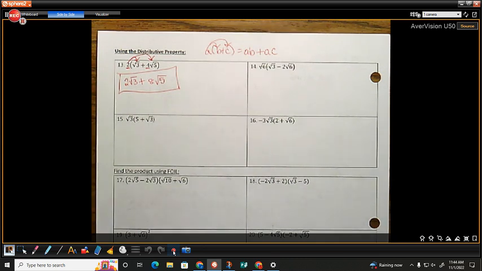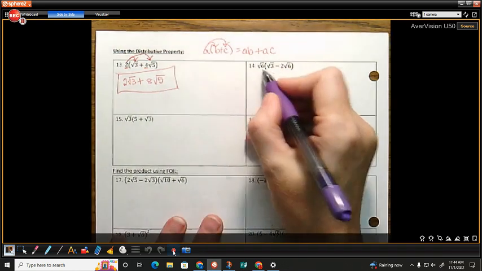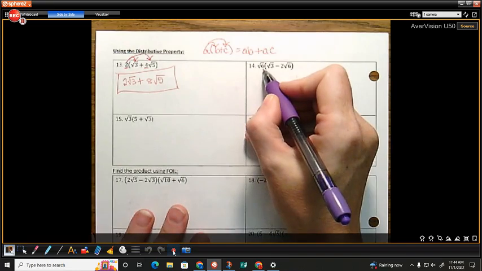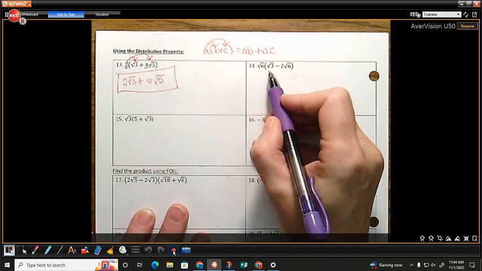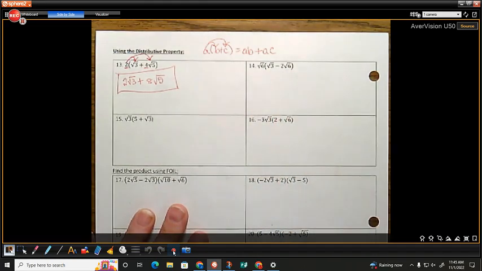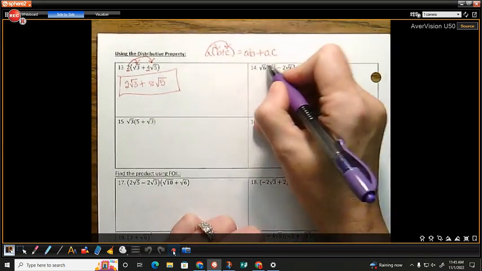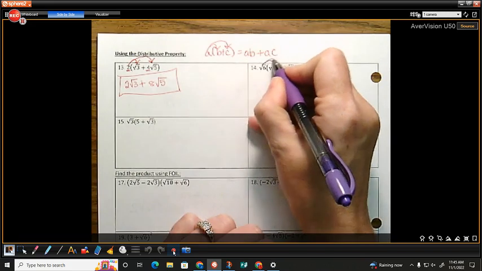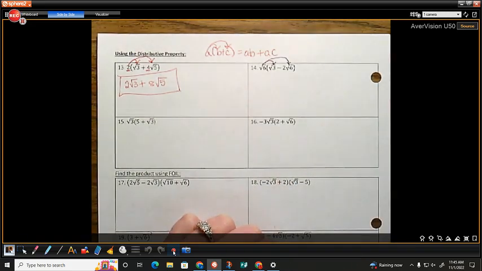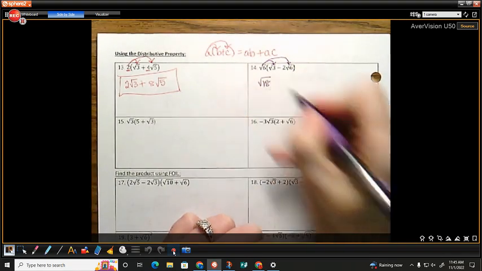But never fear. I will give you one that's more meaty so that you don't get bored doing the baby stuff. So now you've got to do root 6 times, parentheses, root 3 minus 2 root 6s. And so you start to multiply. Remember, you've got to distribute to both things. So what is root 6 times root 3? Root 18. Just keep it simple. It's root 18.